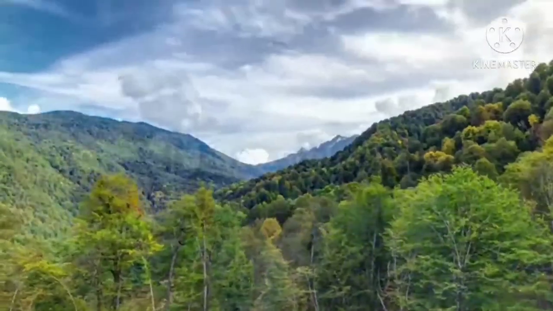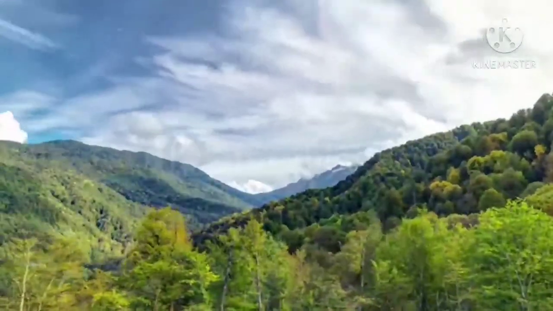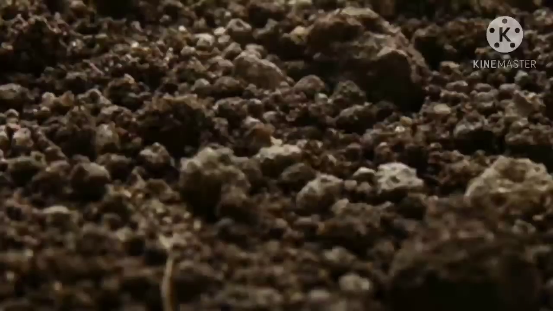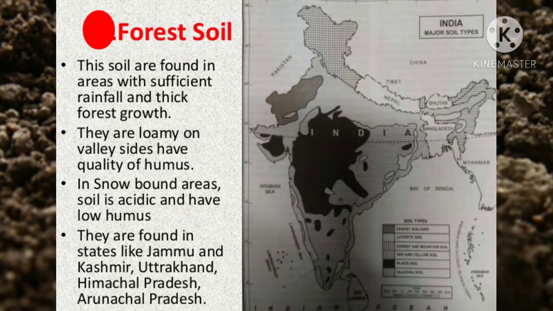Another type of soil is the forest soil. As its name suggests, it forms in the forest area where sufficient rainfall is available. This soil has a very good structure and texture, also in different colors. These types of soils are found in the areas of the Himalayas where there is huge snowfall.